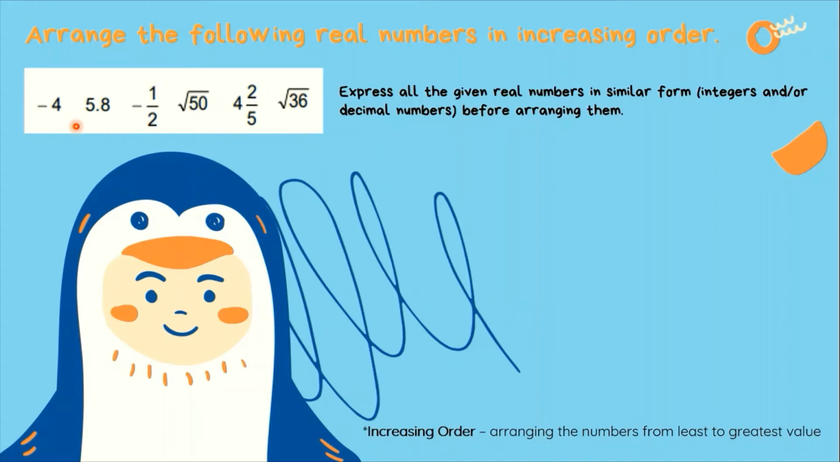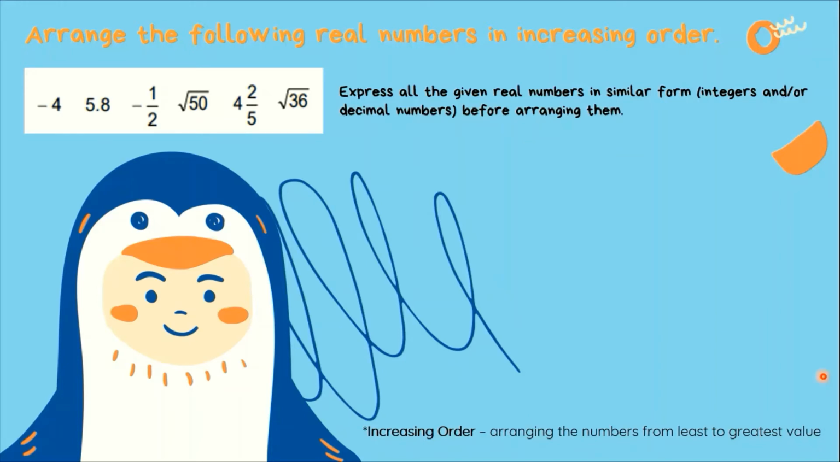All these are real numbers. Negative 4 is an integer. 5.8 is a decimal. This is a non-integer rational number. Negative 1/2, this is a fraction. 4 2/5 is a mixed fraction. This is a combination of a whole number and a fraction. Square root of 50 and square root of 36 can either be rational or irrational depending on their values. Kaya naman, let's start arranging these real numbers in increasing order.